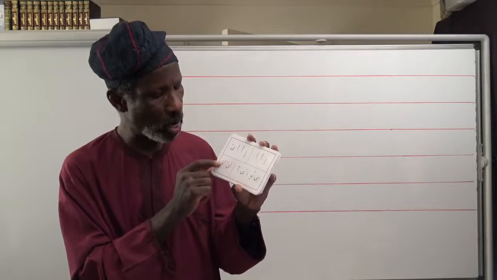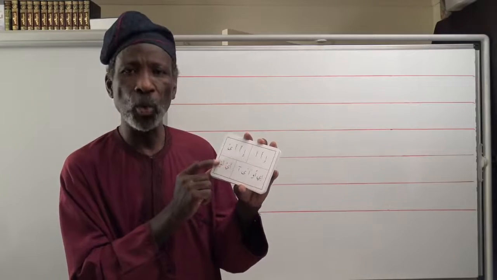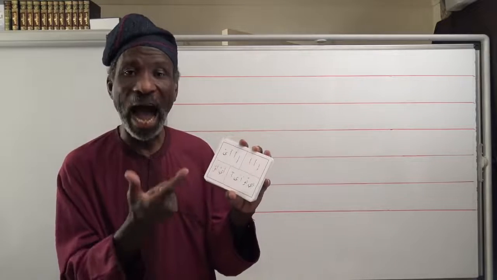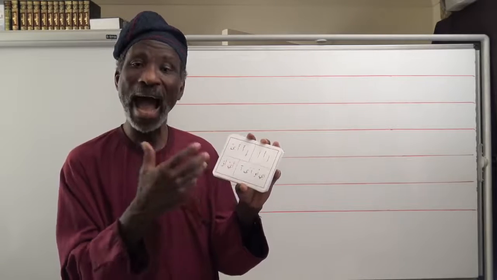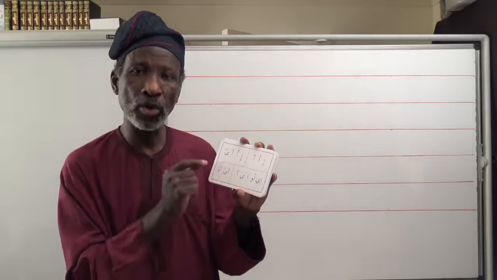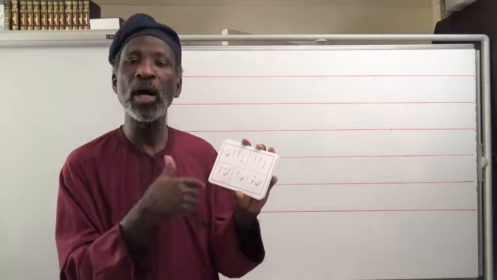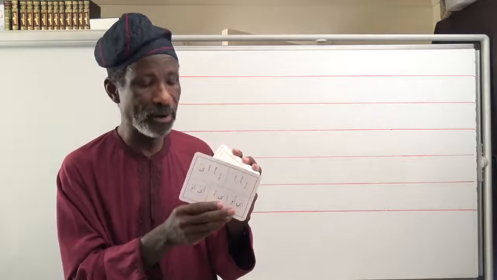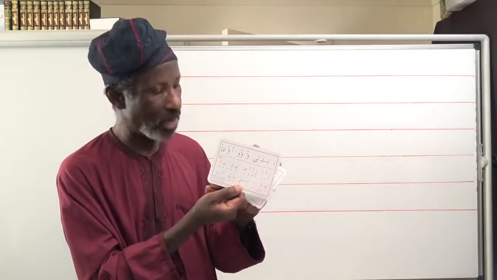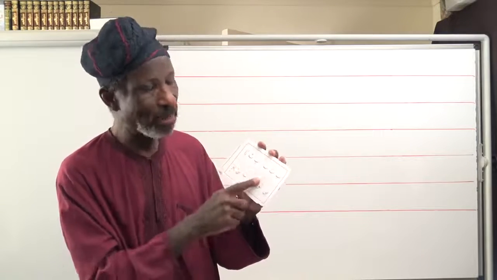When you have wow with sukun on top of it, it gives you an ow sound. So sukun on the ya gives you an A sound, and sukun on wow gives you an ow sound. All that is explained on the second part of this flashcard. You can see it's all there, and I went through letter by letter as well.